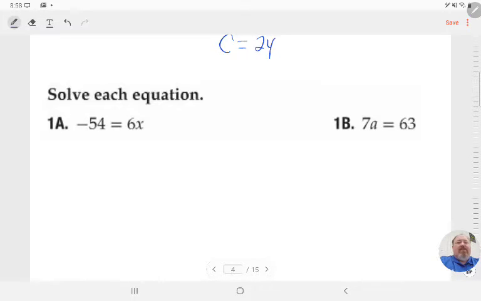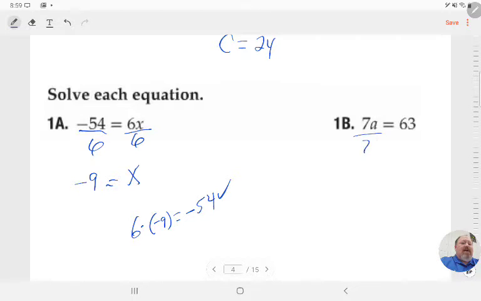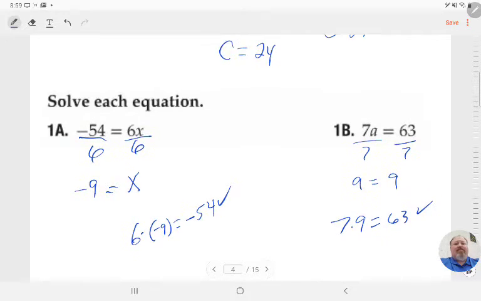All right, so on A, we would divide both sides by 6, and that would give me x equals negative 9. To check would be 6 times negative 9. A positive and a negative is going to be a negative, and 9 times 6 is 54. So it checks. On B, you divide both sides by 7. A equals 9, and to check would be 7 times 9, and it does equal 63. So A does equal 9. All right.